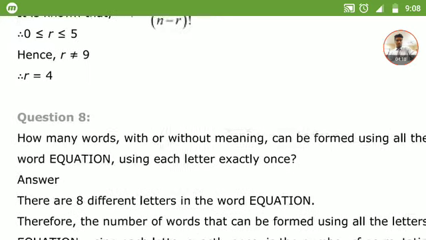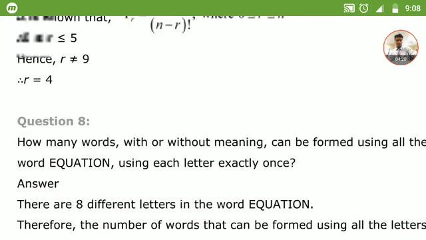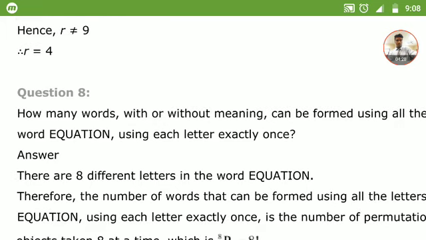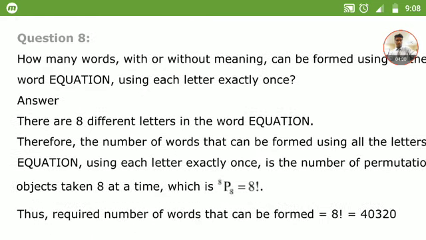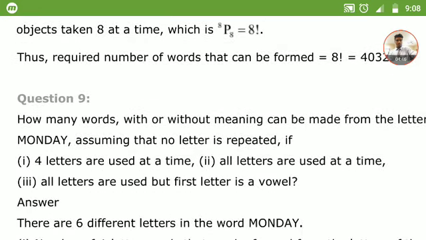Now question number 8. In how many ways can words, with or without meaning, be formed using the word EQUATION, each letter exactly once? Now there is no repetition, each letter only once, so 8P8, because there are 8 letters. Or you could have simply written, using the principle of counting, 8 into 7 into 6 into 5 into 4 into 3 into 2 into 1. Simple. Solve it to get the answer.